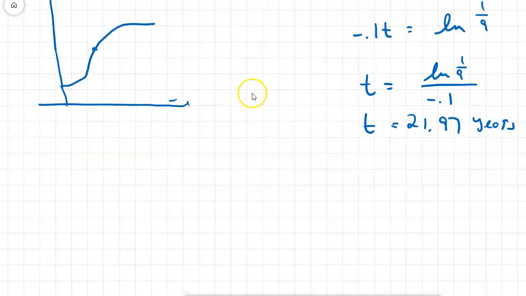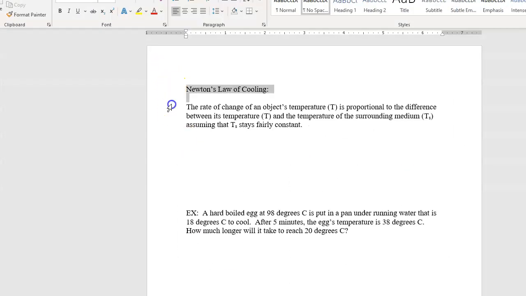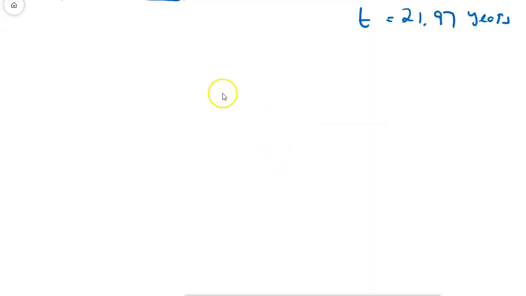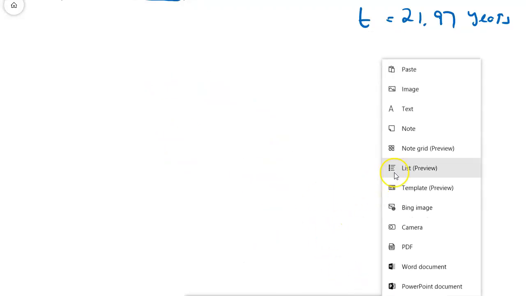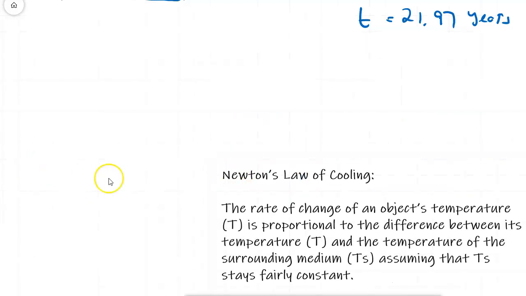All right, let's do one more application of this, and that is Newton's law of cooling. And I'd like to bring in the definition so that I don't have to type the whole thing over again. So let's see if I can bring in my definition of Newton's law of cooling here. There it is. All right.